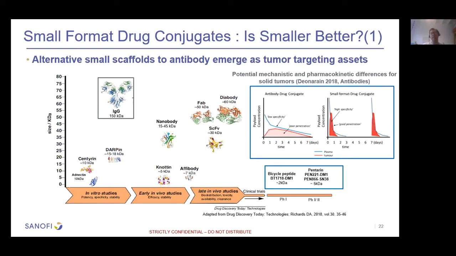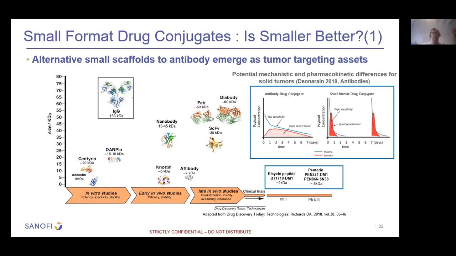The bicycle peptide from Bicycle Therapeutics. We will see more data afterwards, and also one peptide drug conjugate and one small molecule drug conjugate developed by Tarvida that are also small molecules and that are in early clinical phase.